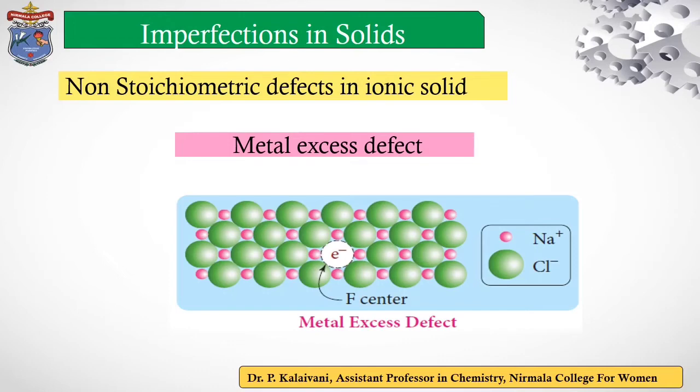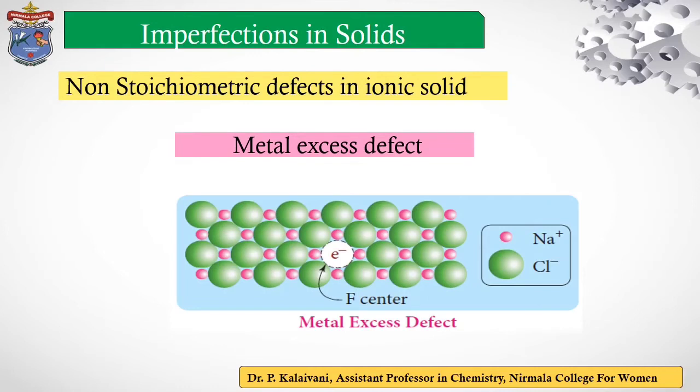The electrons which occupy the anion vacancy are called F centers or colored centers. For example, we consider sodium chloride. One Cl- is missing, so it is occupied with electrons. If we consider the second type, when one or more cations occupy the interstitial site, in order to maintain the electrical neutrality of the crystal, an equal number of electrons are trapped into other interstitial sites. For example, zinc oxide, it loses oxygen reversibly at high temperature and becomes yellow in color.